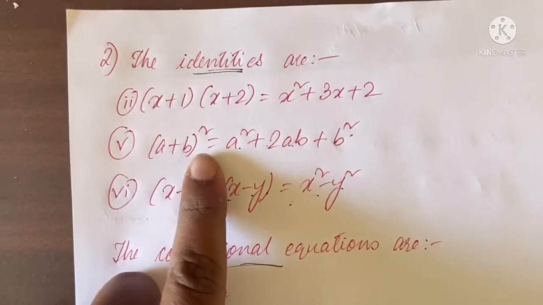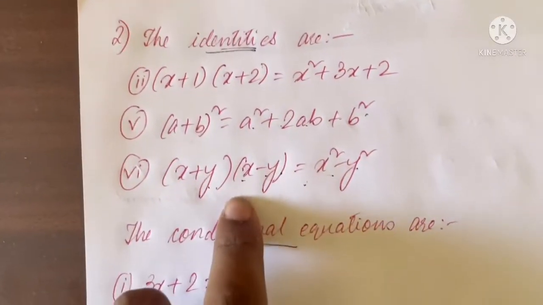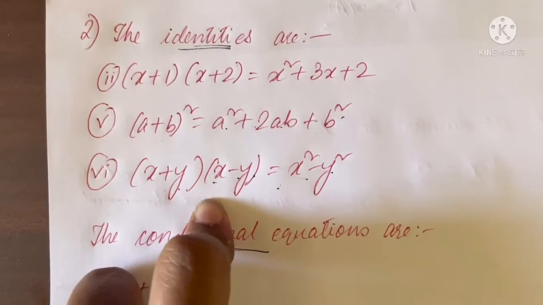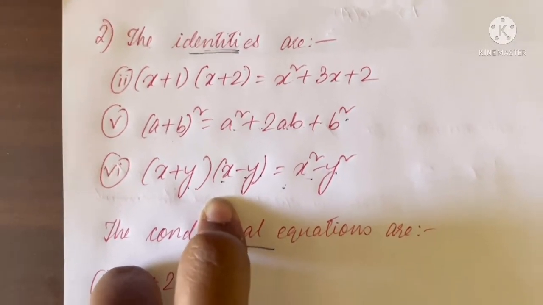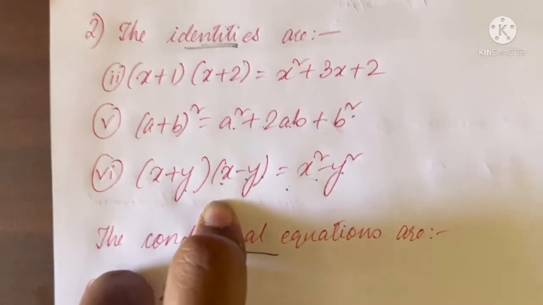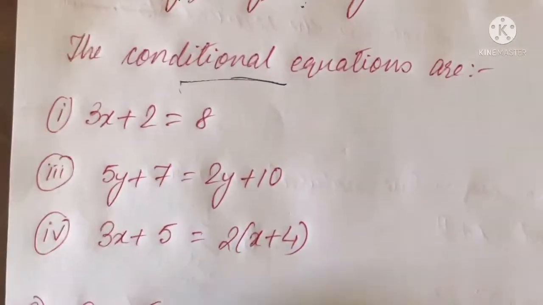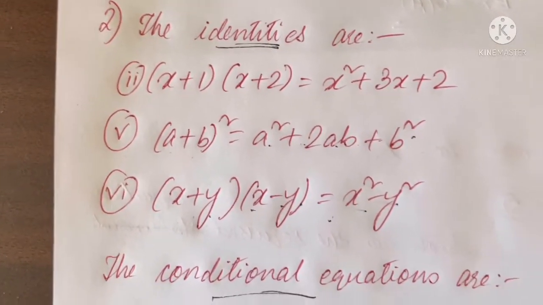This one we have checked just now. This is an identity. This is also a formula. This is also an identity. So anytime you see a formula in the question, it is called an identity. Okay, next we move on to this one. Number 1, 3 and 4 are conditional equations, and number 2, 5 and 6 are identities.